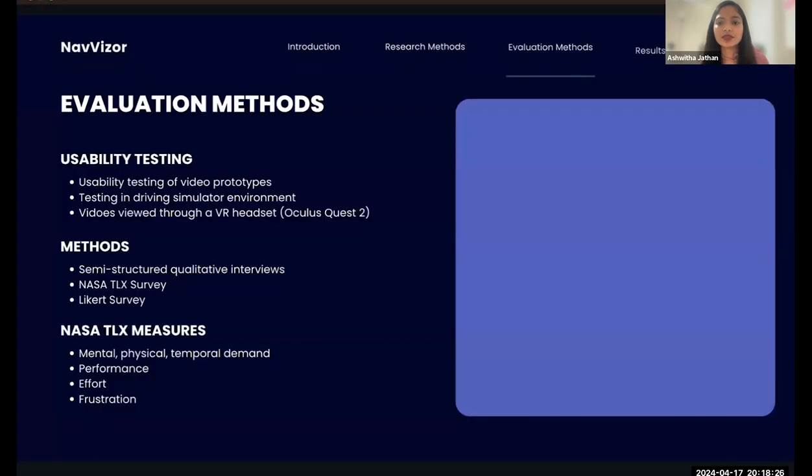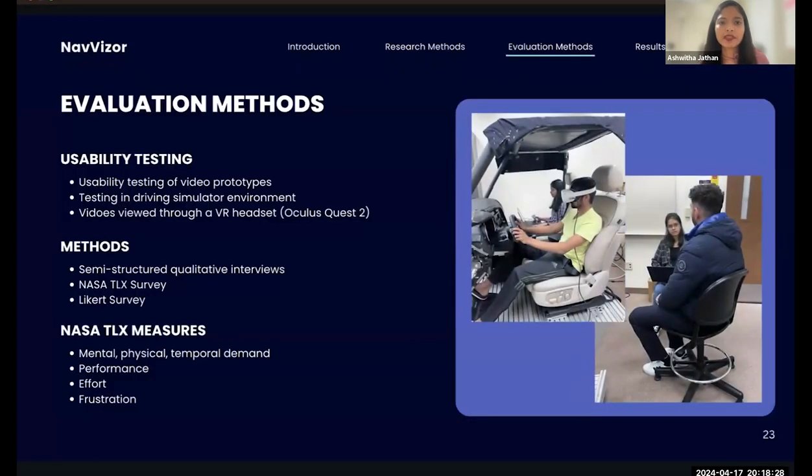Let's now look into our evaluation methods. So our primary evaluation method was usability testing. We had participants physically test our prototypes at the driving simulator lab at the university.